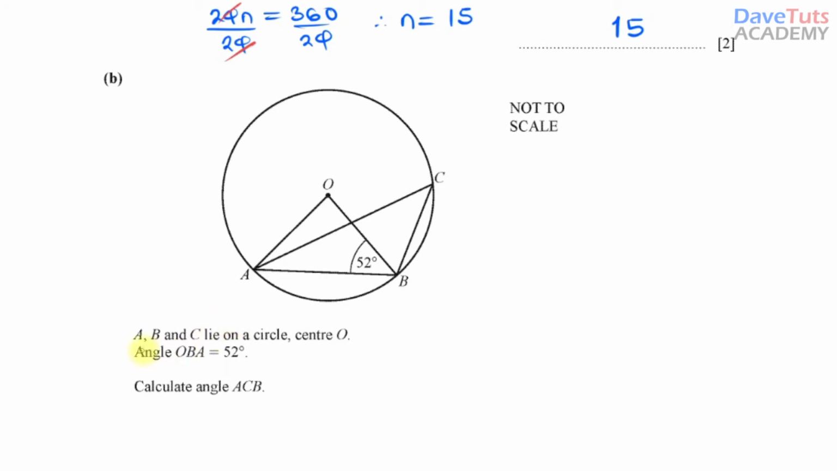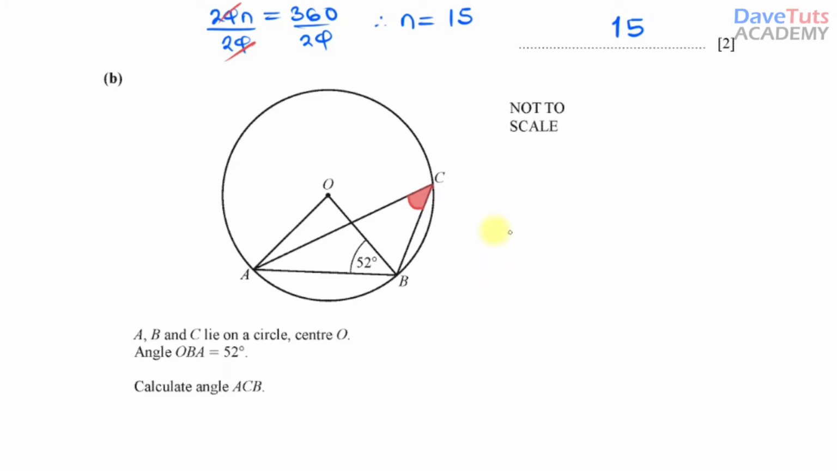Okay, in this question we are told that ABC lie on a circle. So this is ABC, they lie on this circle which is having its center at O. Then angle OBA is given as 52 degrees. We have to calculate angle ACB. So let's just identify that angle. ACB is here. Okay, so that is our angle of interest here that we need to calculate in this particular question.